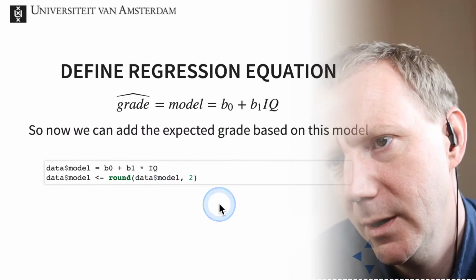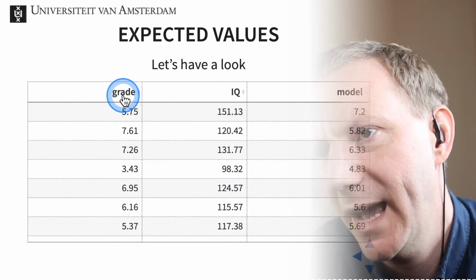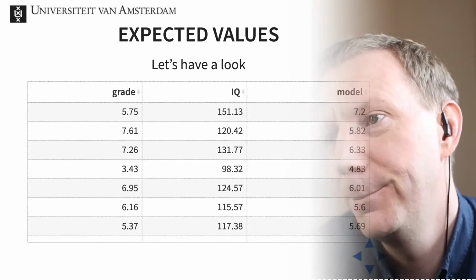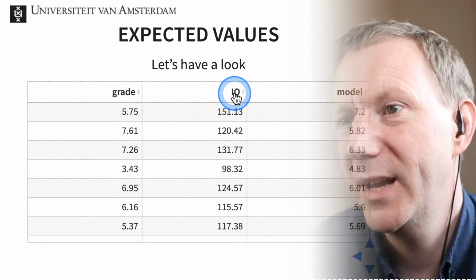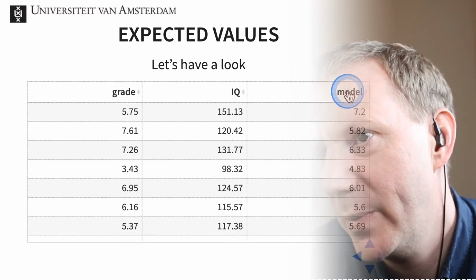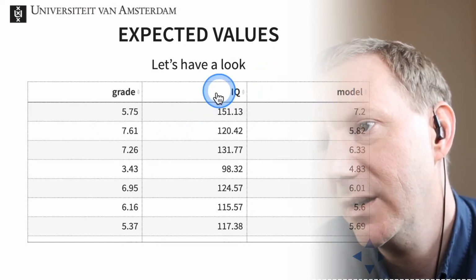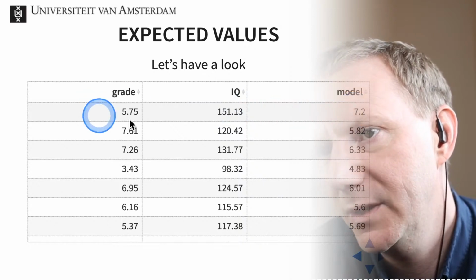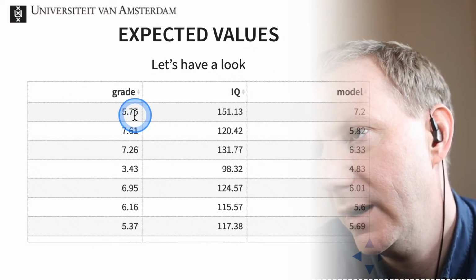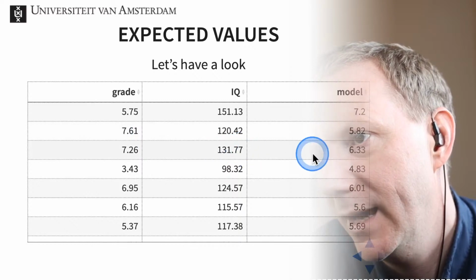Now, if we apply this B1 and B2, we have the actual grade, which in our regression model is predicted by IQ, and that model results in an expected value for grade that I've shown here as the model outcome. So based on this IQ score and the regression model, we think that for this person, your grade score will be 7.2, but it actually is 5.75. And for this one, we think it's 5.82, and in actuality, it's 7.61, and so forth.